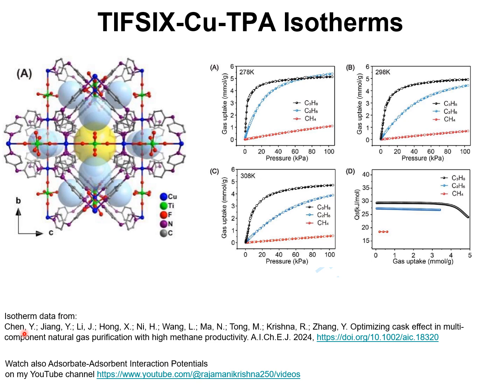In the paper by Chen and others, as reported in the AIChE Journal, the optimal MOF for purification of a mixture of methane, ethane, and propane is TIFSIX-Cu-TPA, and the isotherm data and the data on isosteric heats of adsorption show that there's a large difference in the adsorption strength of methane and ethane, but the differences in the adsorption strength of ethane and propane is very small and limited. This is the scenario that results in the higher productivity of purified methane.